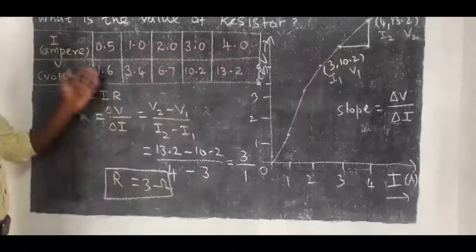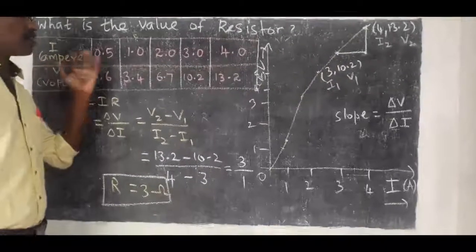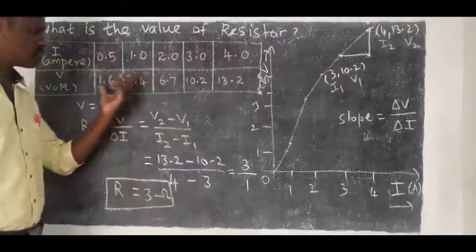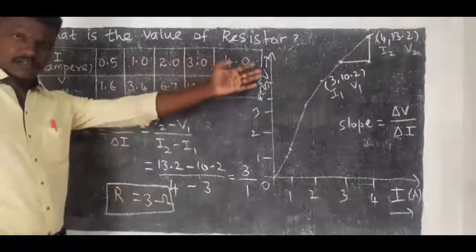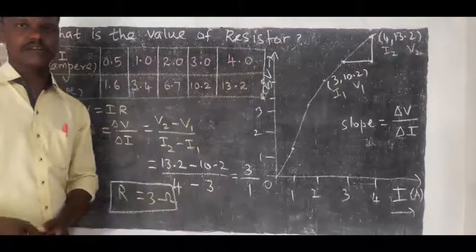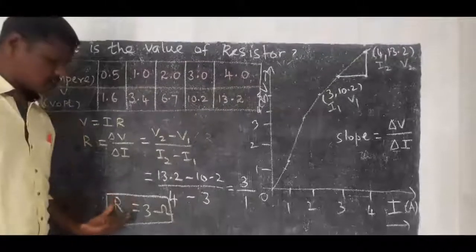So if a table is given in terms of a graph like this, you have to take the slope, solve the problem, and get the final solution.